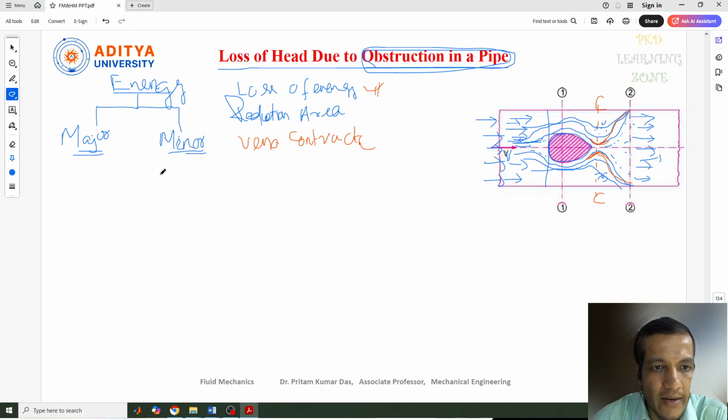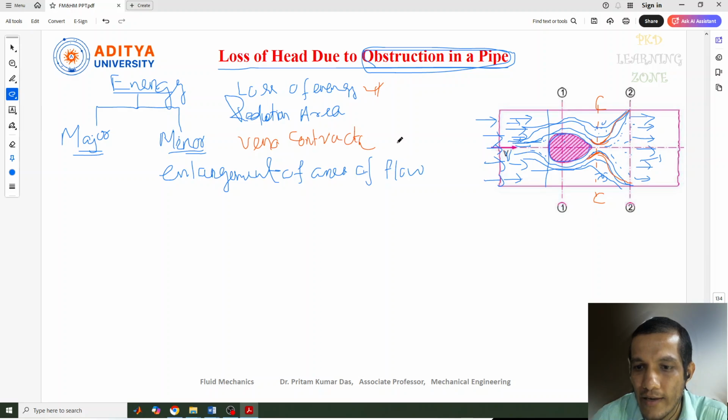So this is mainly due to the enlargement of the area of flow. Enlargement of the area of flow of what? After the CC, after the obstruction. And what is after the obstruction? CC, or vena contracta. So this is where the loss of head takes place: enlargement of the area of flow, after the obstruction or after the CC.